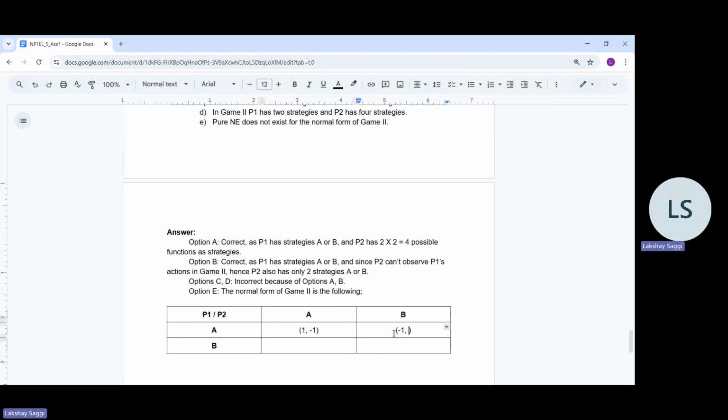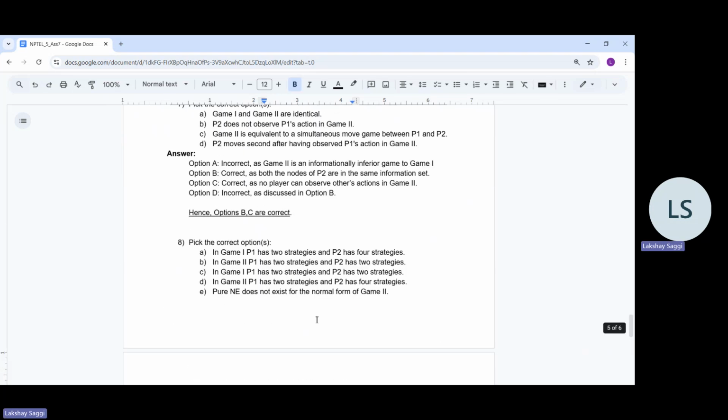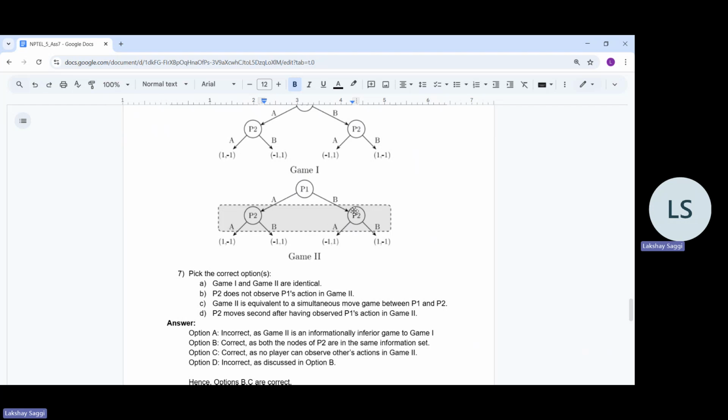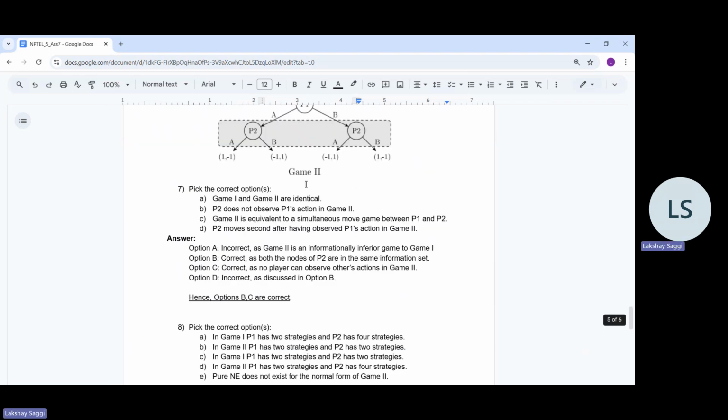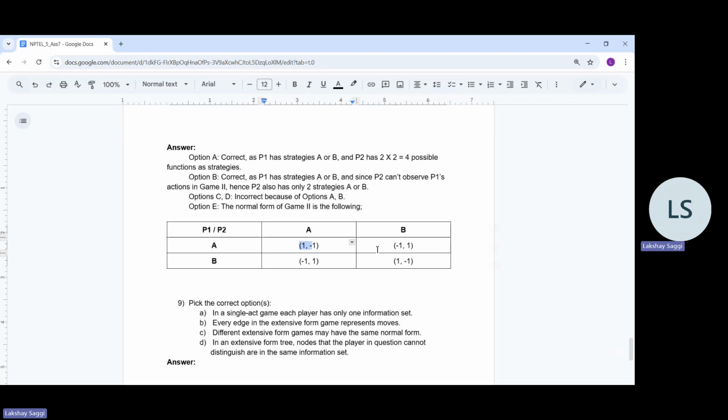I'm just again constructing a normal form. But now this is a different exercise because now I'm constructing a normal form for an informational inferior game. It does not make much of a difference, but it's good to draw normal forms for some games to practice. Now let's say player 1 played B and player 2 played A. What's the payoff matrix now? It's minus 1 comma 1, and last will be 1 comma minus 1. Right, this was 1 comma minus 1. So correct.